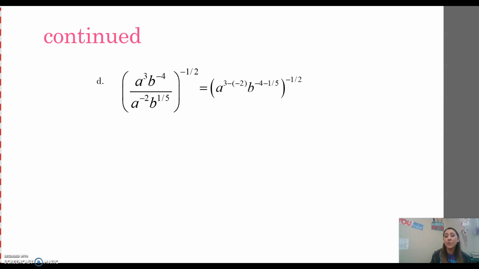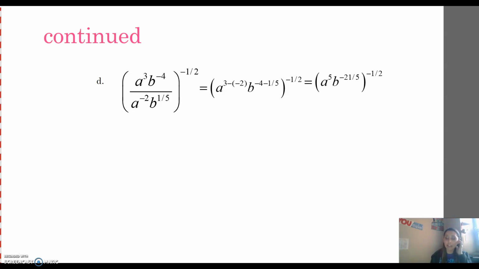Now that negative 4 and 1/5, I need to get a common denominator. And so when I get that common denominator, it looks like I'm going to end up with negative 20/5 minus 1/5, which gives me negative 21/5. And 3 minus negative 2 ends up a to the 5th.